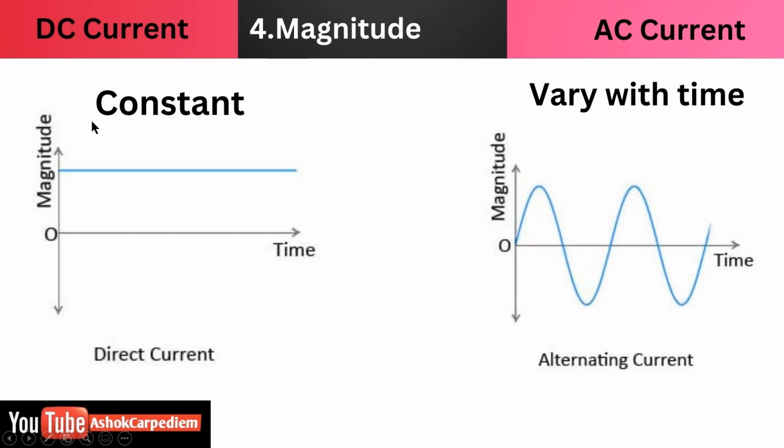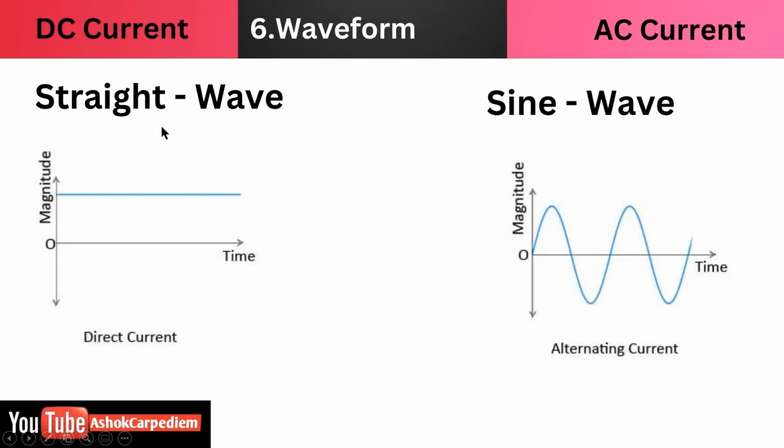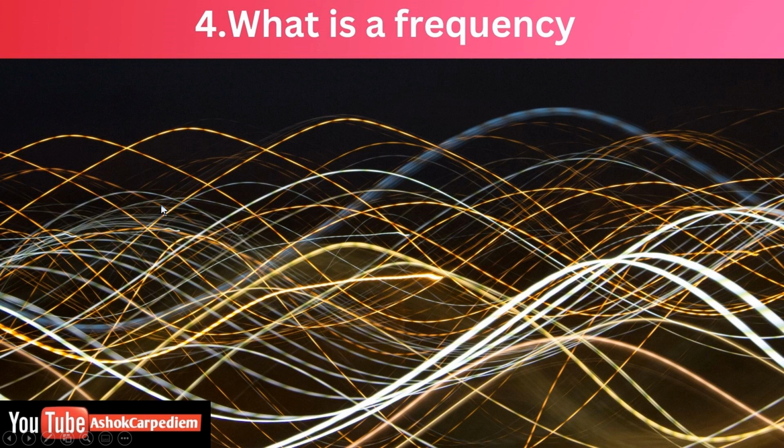Magnitude: DC current magnitude will be constant and AC current magnitude will vary with time. Then power source: DC current we can see in a battery or cell, or an inverter in our home. AC current we can check in the generator. And then the waveform: DC current waveform will be a straight line and AC current will be a sine wave. This is called the sine wave, alternating current. This is the direct current.